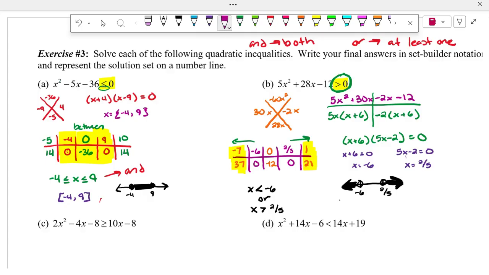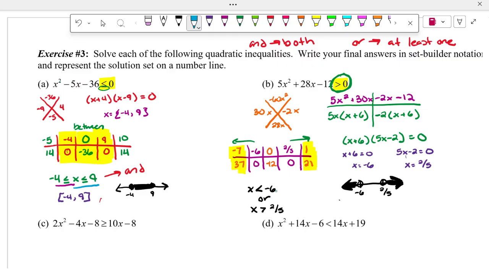This is condition 1 and this is condition 2. So -4 has to be less than or equal to x. In other words, if you flip that, x has to be greater than or equal to -4. And x has to be less than or equal to 9. That's how we find a value that fits our solution set for that one.